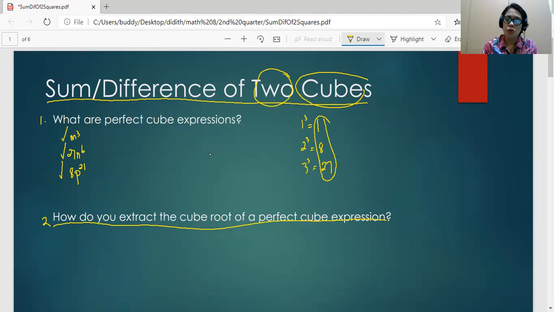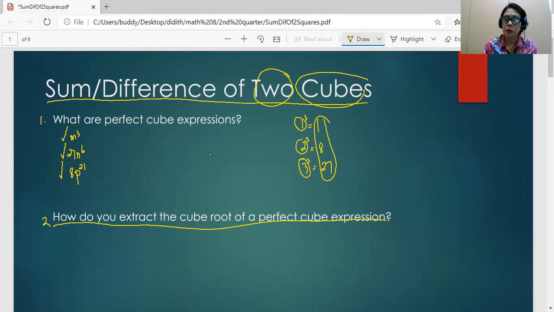Now, how do we extract the cube root of a perfect cube expression? Looking at this illustration, if we're going to extract the cube root of 1, 8, and 27, the cube root is actually the base on the left side of the equation. So the cube root of 1 is 1, the cube root of 8 is 2, and the cube root of 27 is 3.